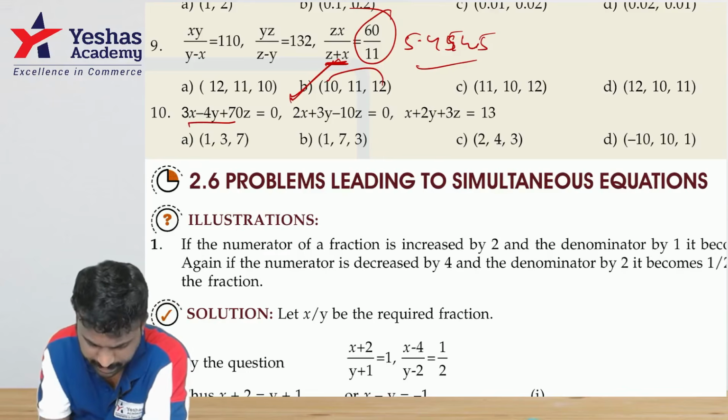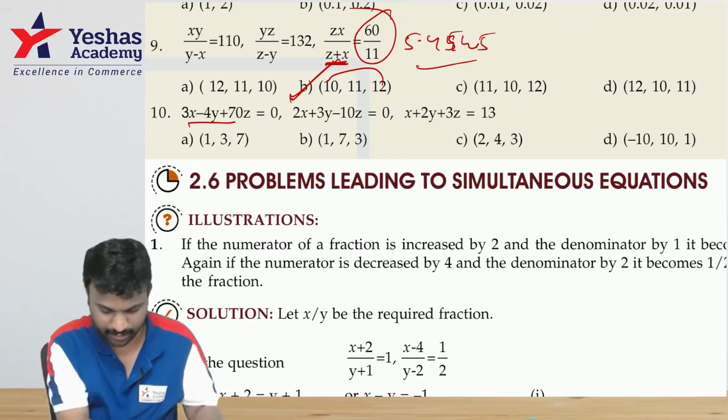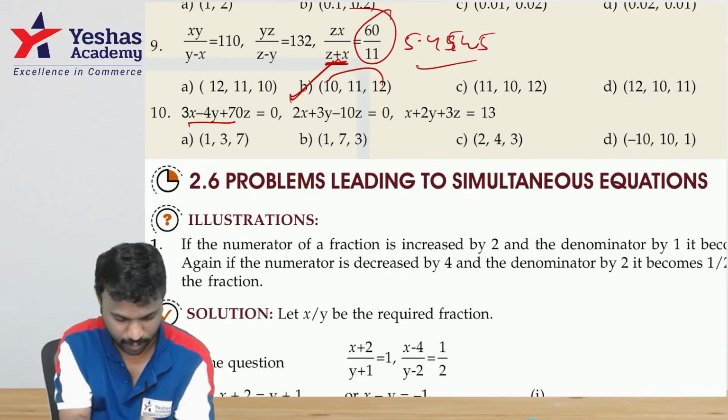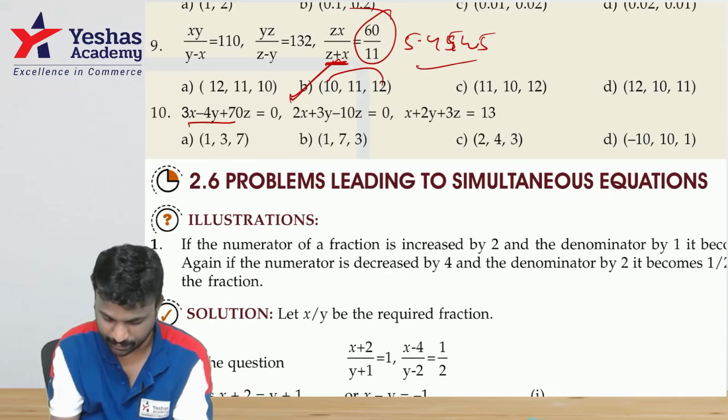3x minus 4y plus 70z equal to 0. Guys, if I hit first option, 3 into 1 m plus 4 into 3 m minus 70 into 7 m plus mrc, it's 481. It's definitely not 0.